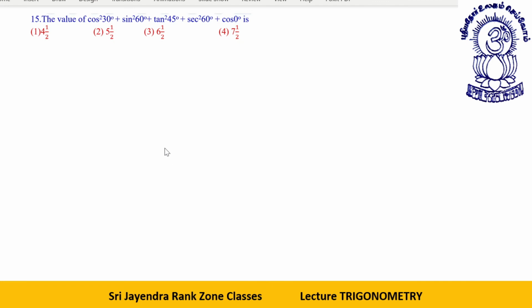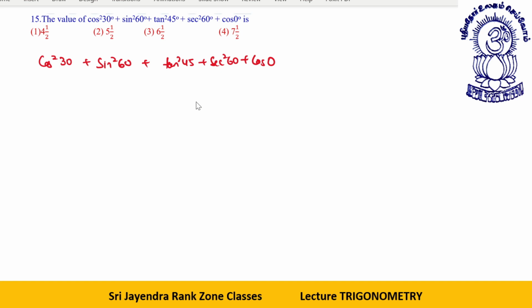This is the last question of this type. Now I hope you can do it. You can do similar questions. Cos square 30 plus sin square 60 plus tan square 45 plus sec square 60 plus cos 0.